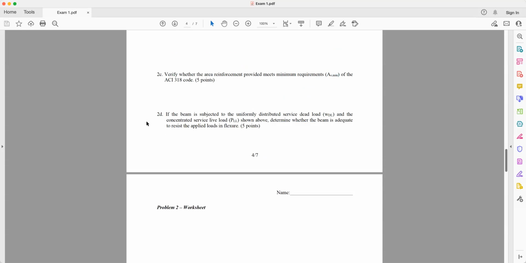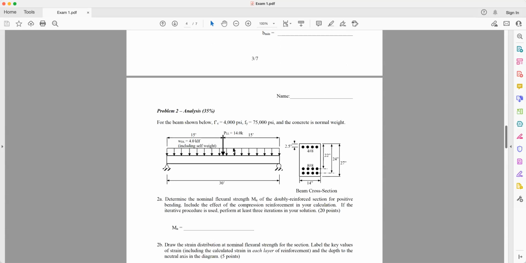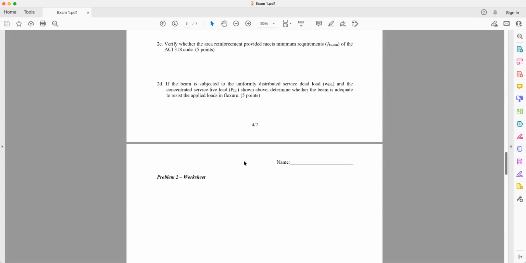And the concentrated surface live load, factor 1.6, shown above, right here, right? I have a distributed dead load. I need to calculate the moment in the middle span, multiply it by a factor of 1.2, plus a concentrated live load moment in the middle span, multiplied by a factor of 1.6. That will be the total Mu, right?